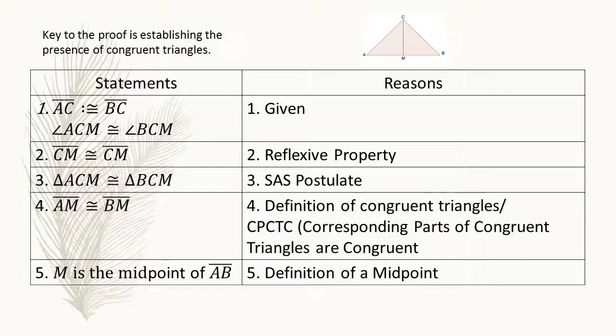Next, we have line segment AM is congruent to line segment BM by the definition of congruent triangles or the CPCTC, which means corresponding parts of congruent triangles are congruent. Finally, we have M is the midpoint of line segment AB. That is by definition of a midpoint.